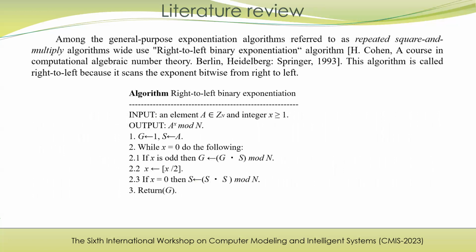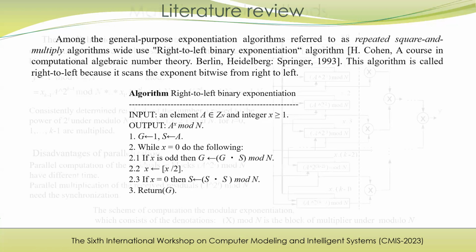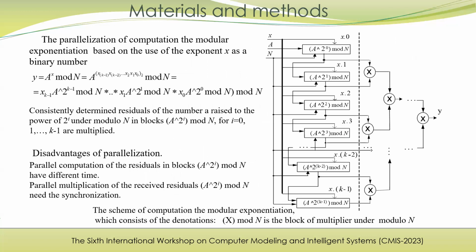The right-to-left binary exponentiation algorithm is widely used. This algorithm is called right-to-left because it scans the exponent bitwise from right to left. In the further development of right-to-left binary exponentiation, the scheme of computing modular exponentiation is shown: consistently determine residuals, the number raised to the power 2^i under modulo. Then these residuals are multiplied.